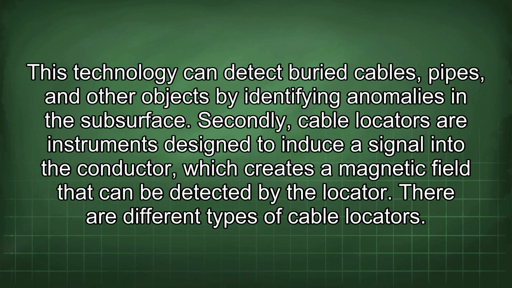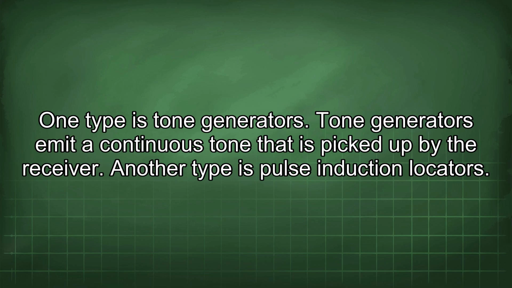Secondly, cable locators are instruments designed to induce a signal into the conductor, which creates a magnetic field that can be detected by the locator. There are different types of cable locators. One type is tone generators. Tone generators emit a continuous tone that is picked up by the receiver.